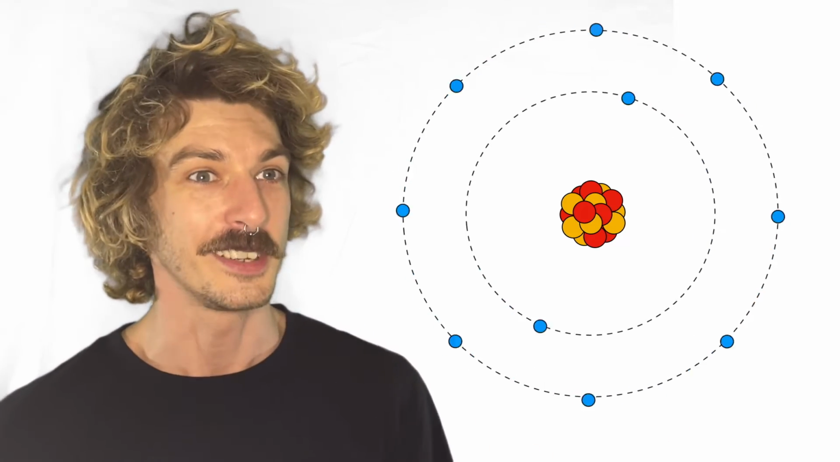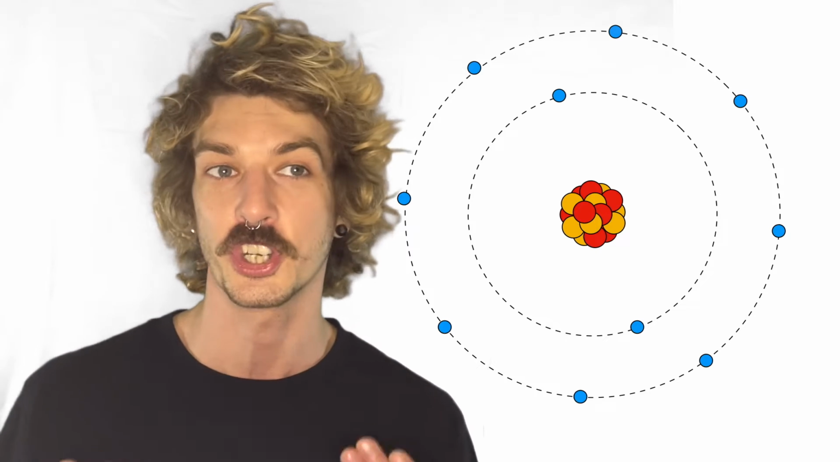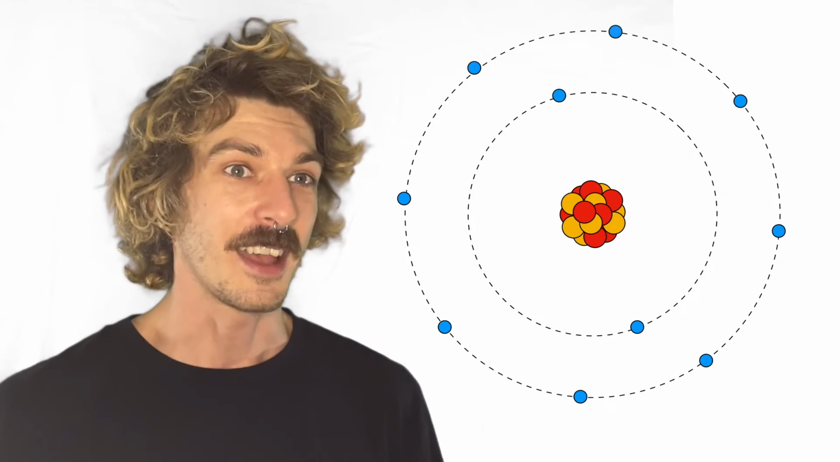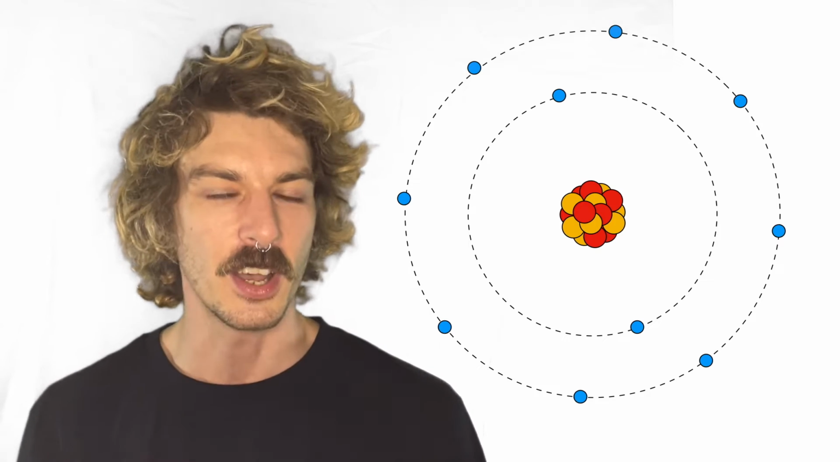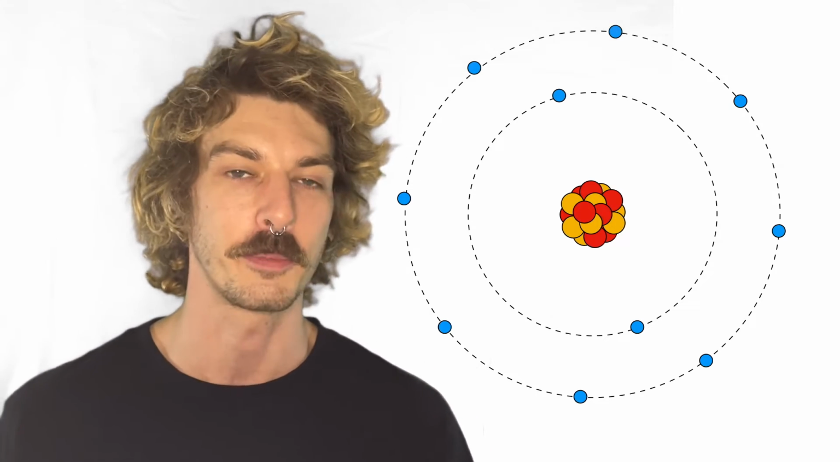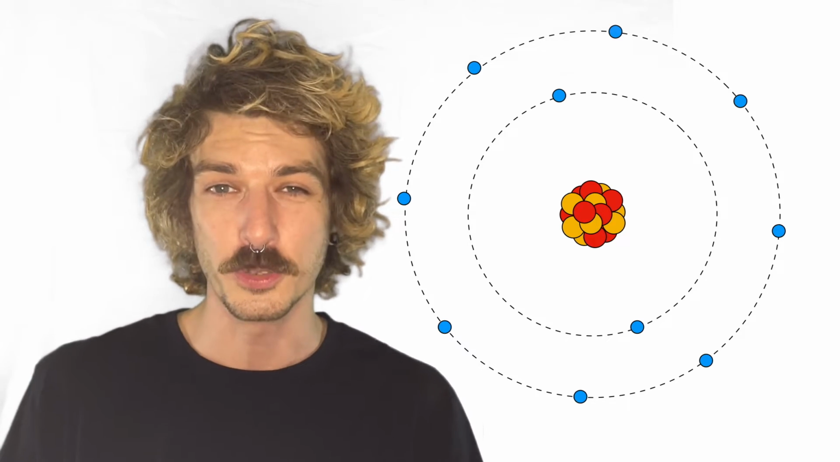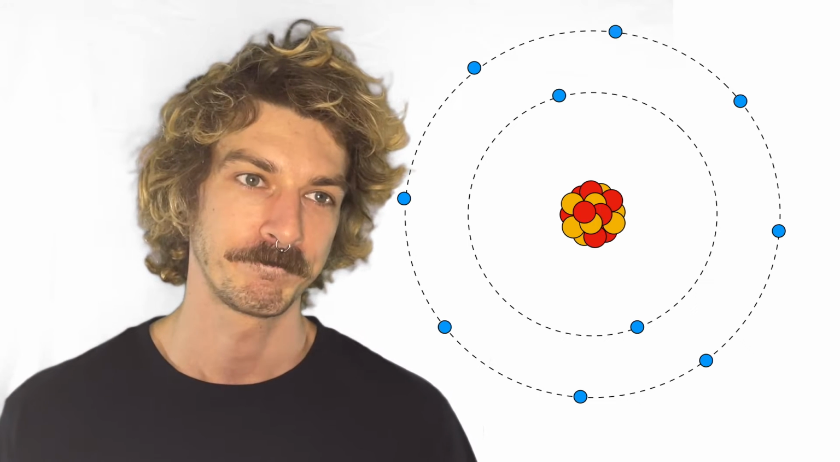Orbiting around the outside of the nucleus, we have electrons, and these will occupy energy levels or shells. Electrons have a negative charge and they have a really tiny relative mass. It's about 1/2000th of the mass of a proton or a neutron, and we sometimes call it negligible, which means so small it might as well be zero.